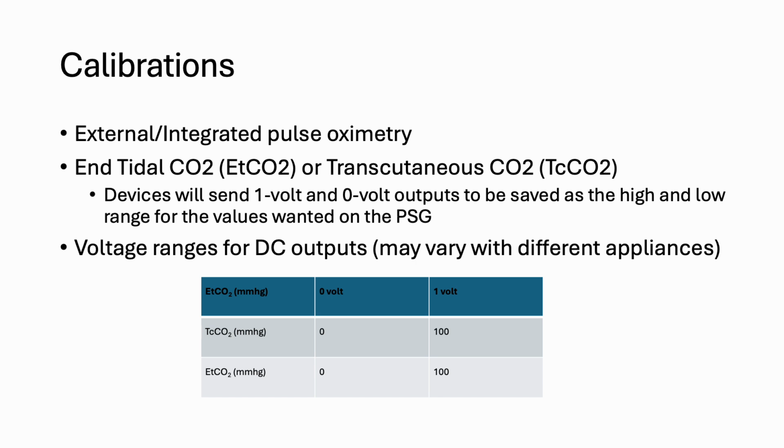You will have the O2 or CO2 device send a signal that represents either the low or the high end of the values you want, either 0% or 100% for oxygen, and typically between 0 and 212 for most CO2 machines. Once you send those signals, you save them on your sleep program as the highest and lowest values.